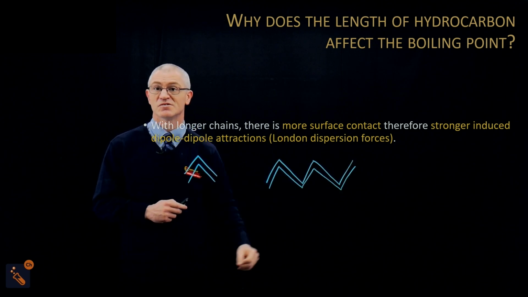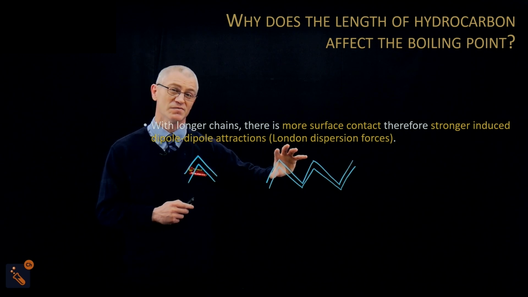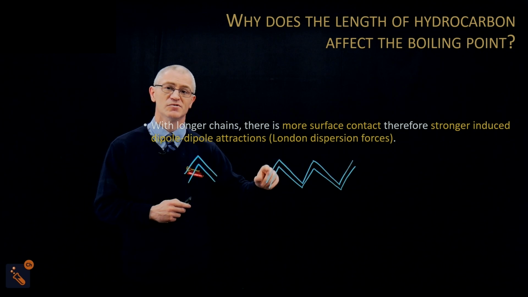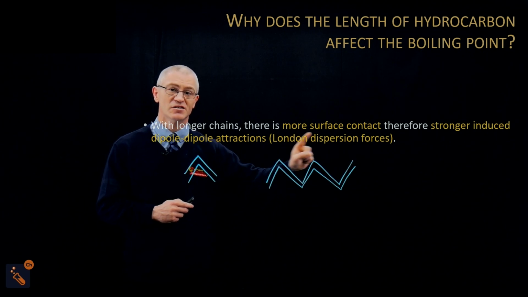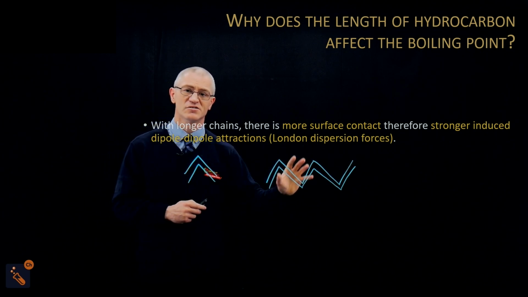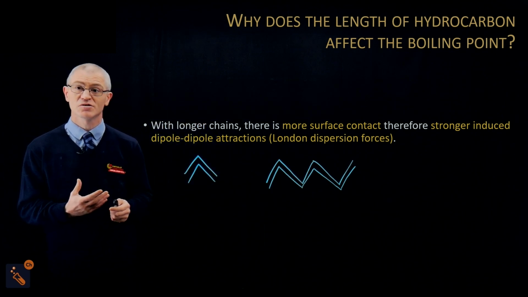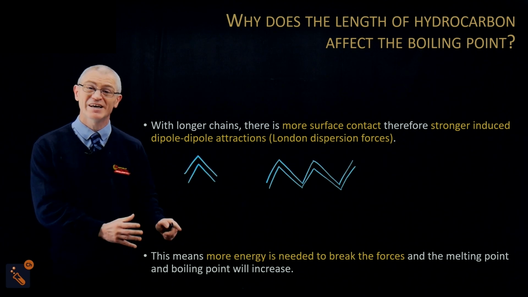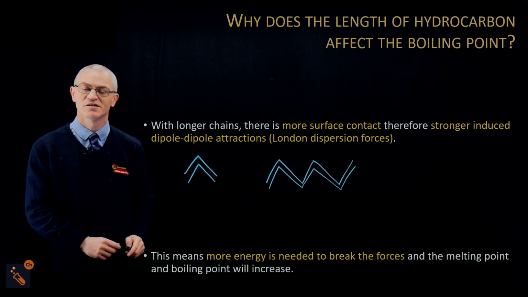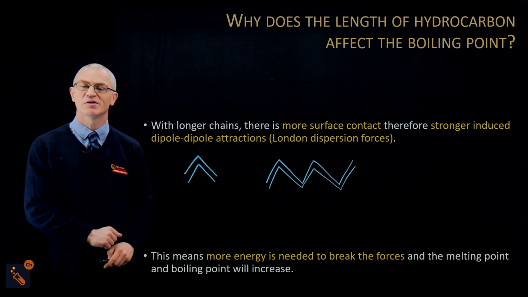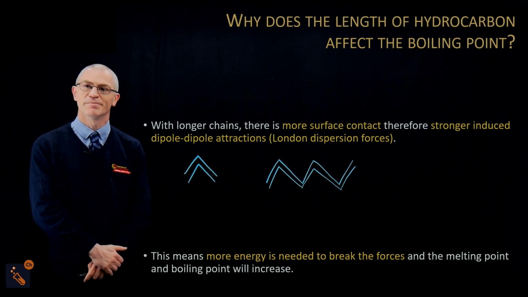So you can get more surface contact, and obviously with London dispersion forces, the more electrons you have, the stronger those London dispersion forces, and with the higher surface contact that we have with these alkanes, you will get those stronger attractions. Now those stronger attractions lead to the fact that it takes more energy to break those forces, and so melting and boiling point will increase. But you'll mainly be asked about melting point in your exam.